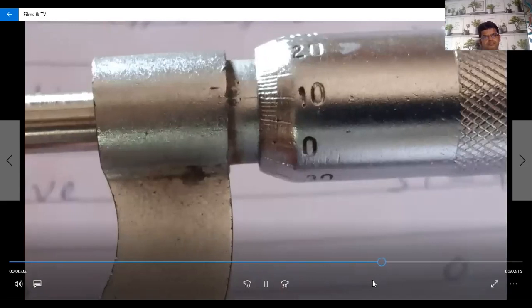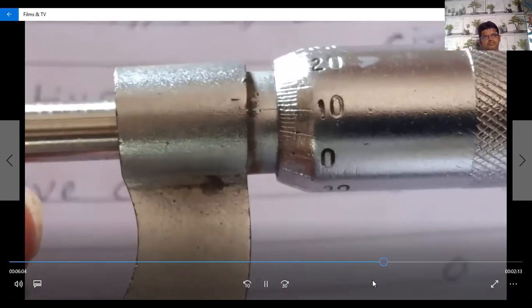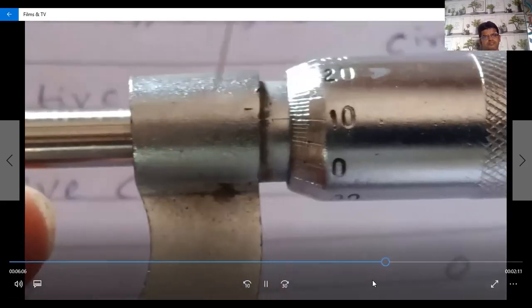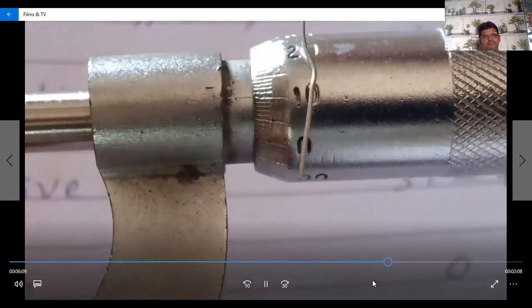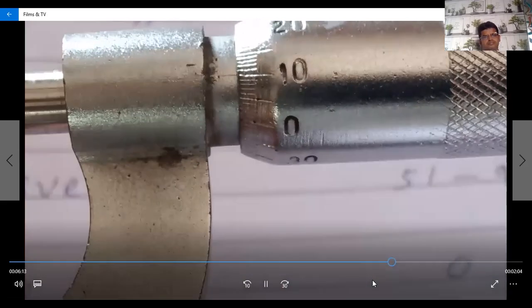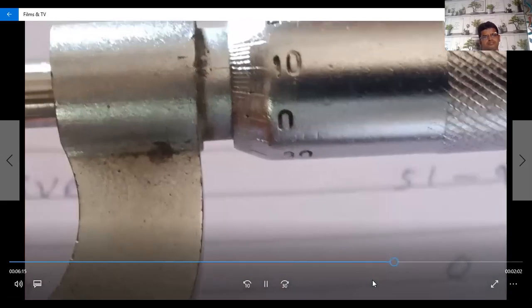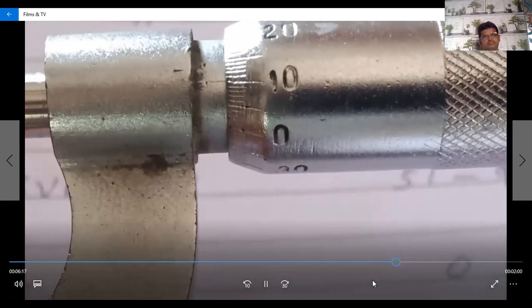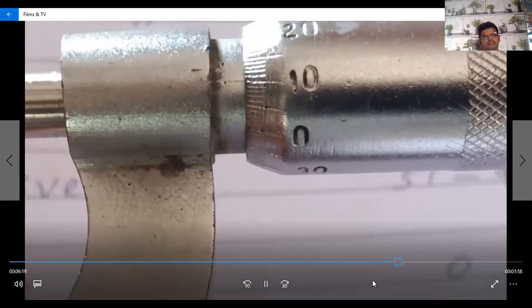But suppose the straight line of the main scale coincides with the 0 of the circular scale, then we consider it a zero error. But if the straight line now coincides with the 1 to 50, then we consider it a plus, meaning a positive error.